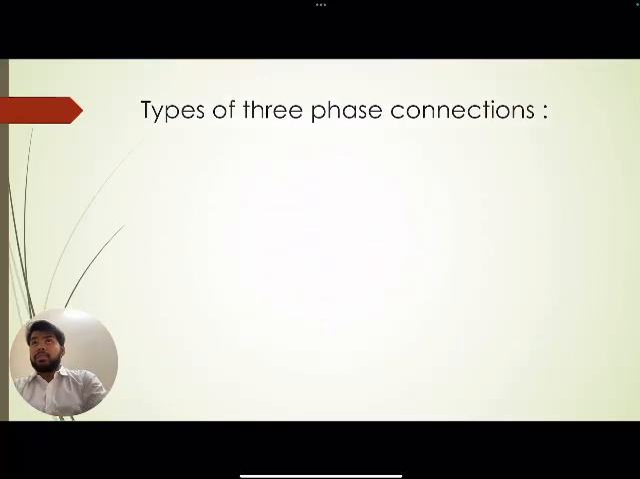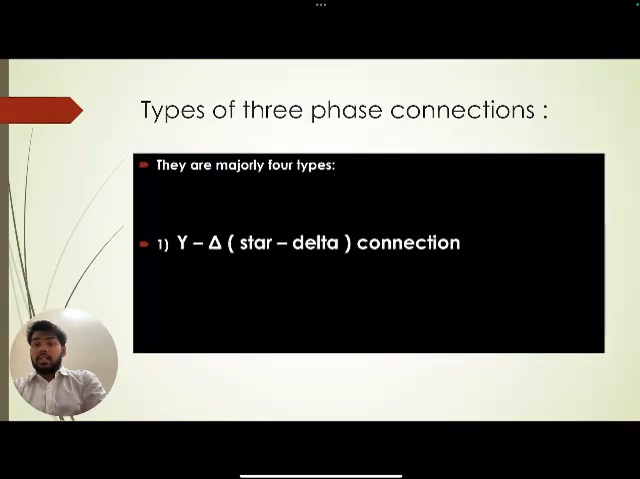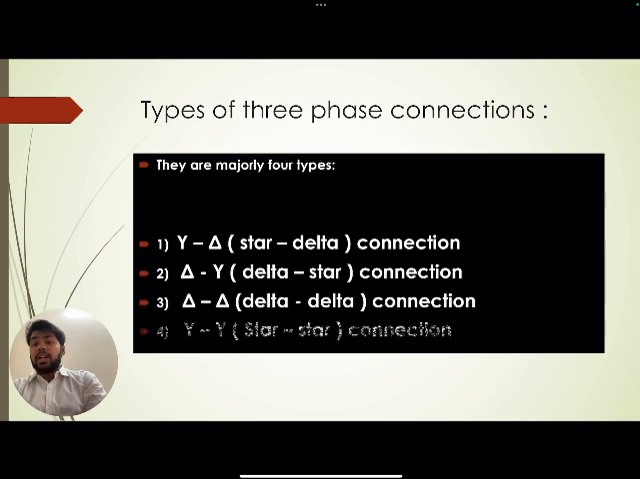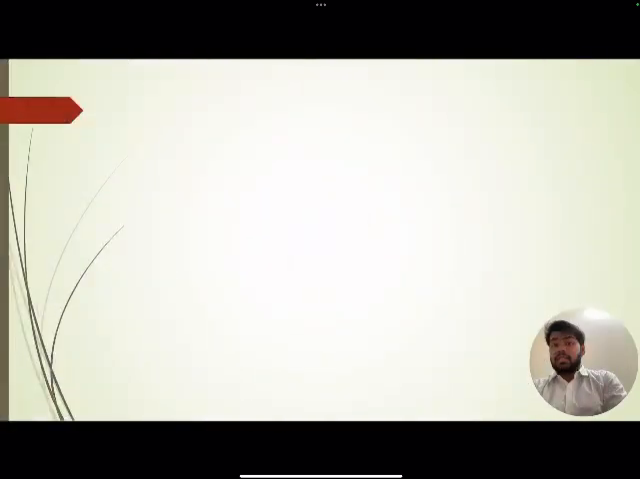So there are four types of connections for a three-phase transformer. They are star to delta, delta to star, delta to delta, star to star.